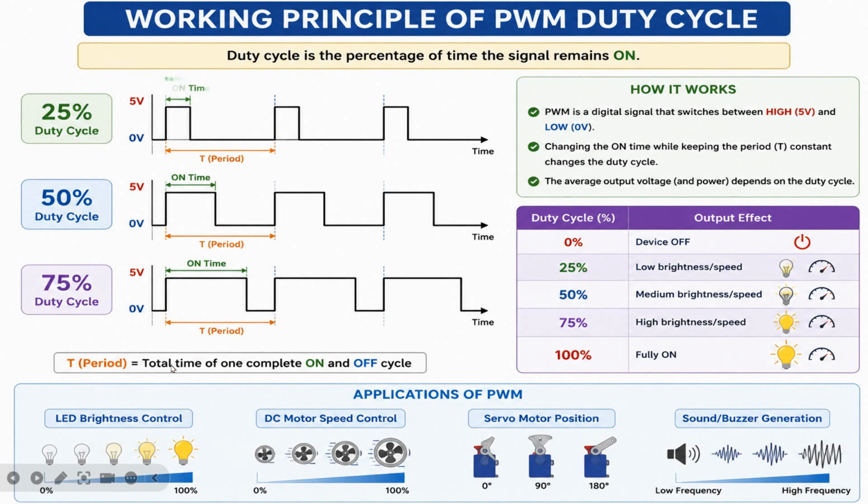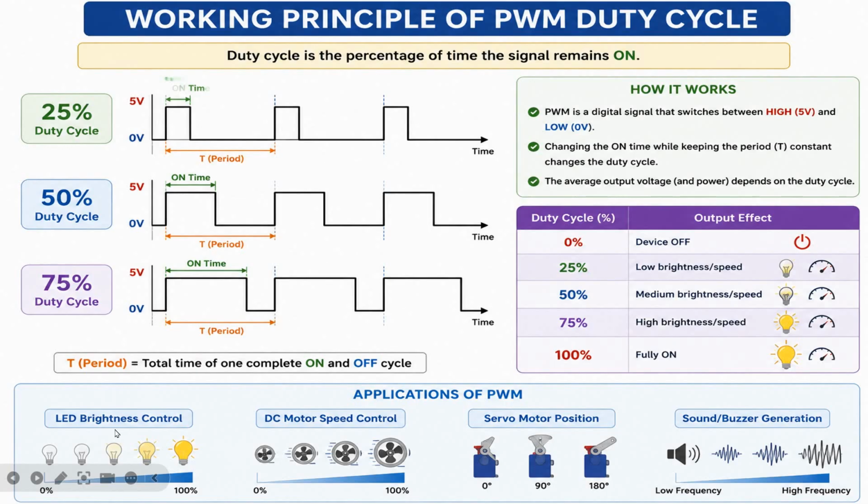So T, that is the period, is the total time of one complete on and off cycle. If the duty cycle is 0%, the device will be off. If it is 100%, it will be fully on. If it is 25%, low brightness or low speed. If it is 50%, medium brightness and medium speed. If it is 75%, high brightness and high speed.